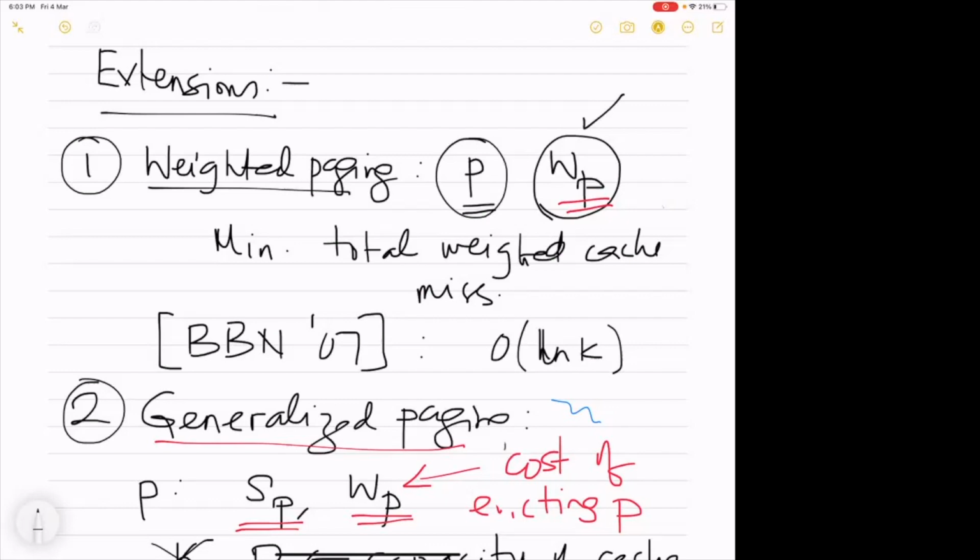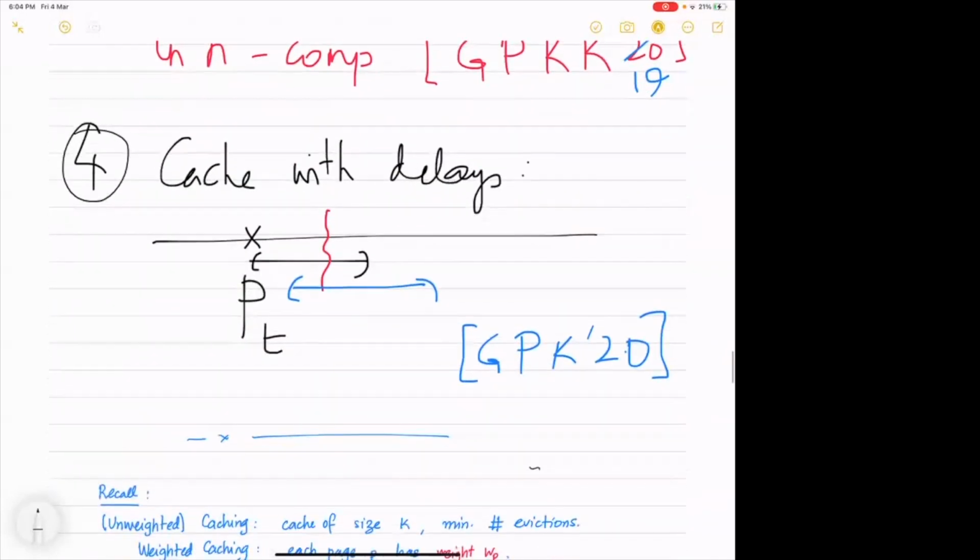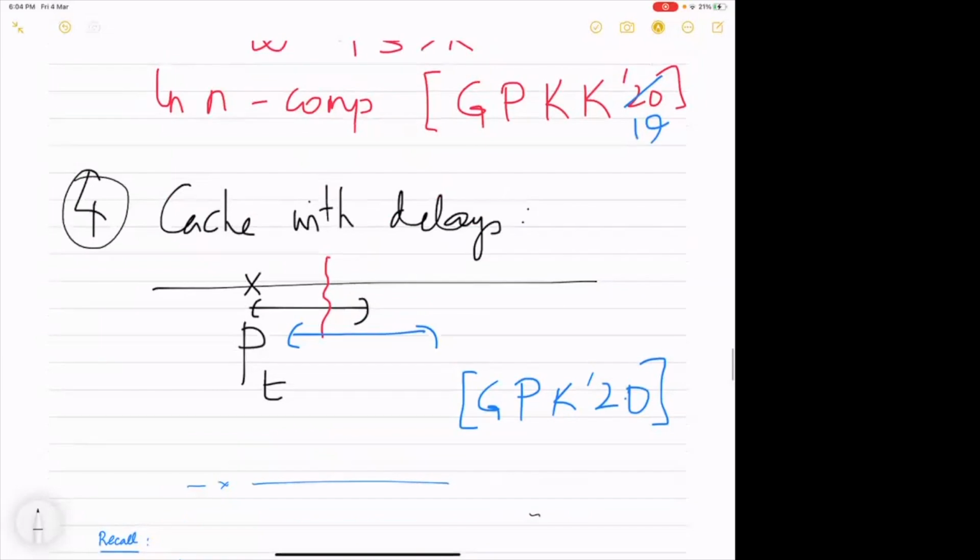I also mentioned some of my recent works, where we try to generalize in two directions. One was elastic caching, where your cache size can change over time. The other was caching with delays, where each cache page request comes with a time window, where you say that I don't have to get it in the cache right now, but I can wait for a particular time window. You can look at those references.